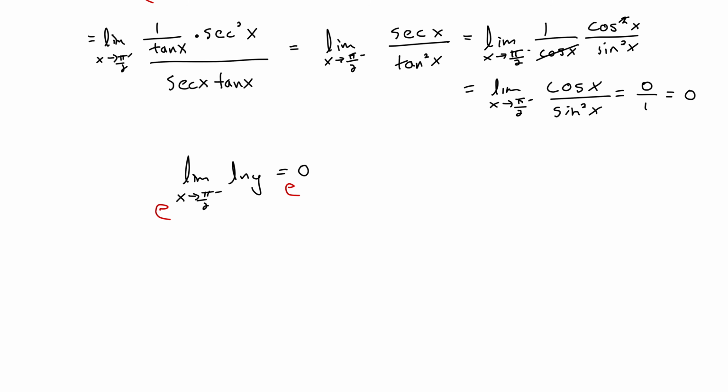but e is continuous, so that moves inside the limit. Thus we have the limit as x goes to pi over 2 from the left of e to the natural log y, which is simply y, equals e to the 0, which is 1. And that is our final answer.